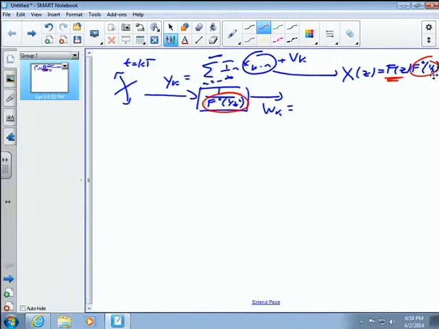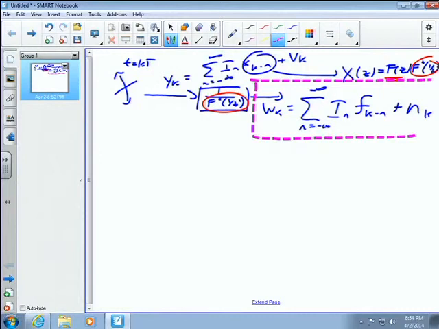And then there's this time reversal because we're doing convolution in the discrete time case. So what we're left with is I of n, and then we have f of k minus n. And lo and behold, we have white noise. So that's what we have. Now, this model, I'm going to emphasize, is extremely important for the next several slides. Okay? Put a star.